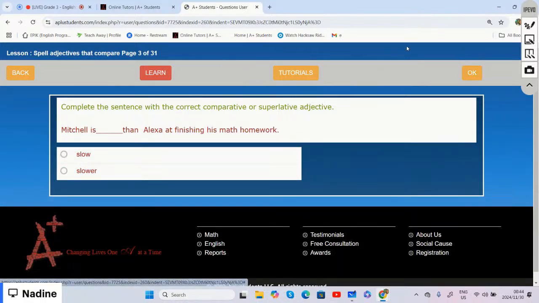Well done. Mitchell is slow than Alexa at finishing his math homework, or Mitchell is slower than Alexa at finishing his homework. So slow or slower.